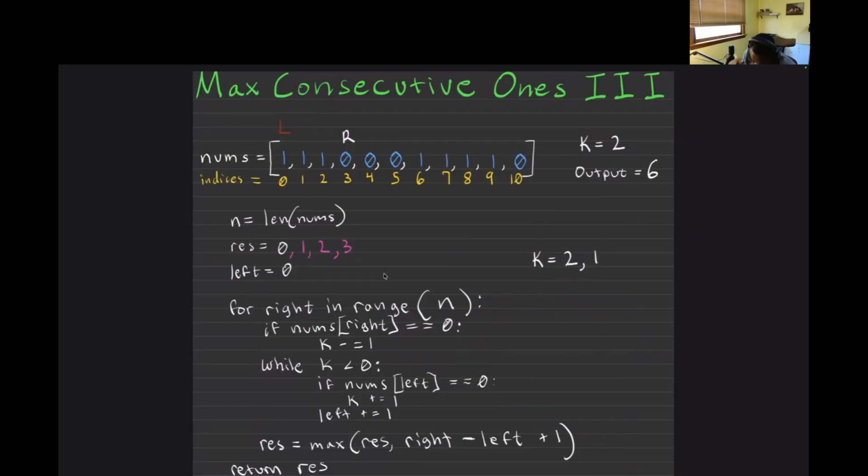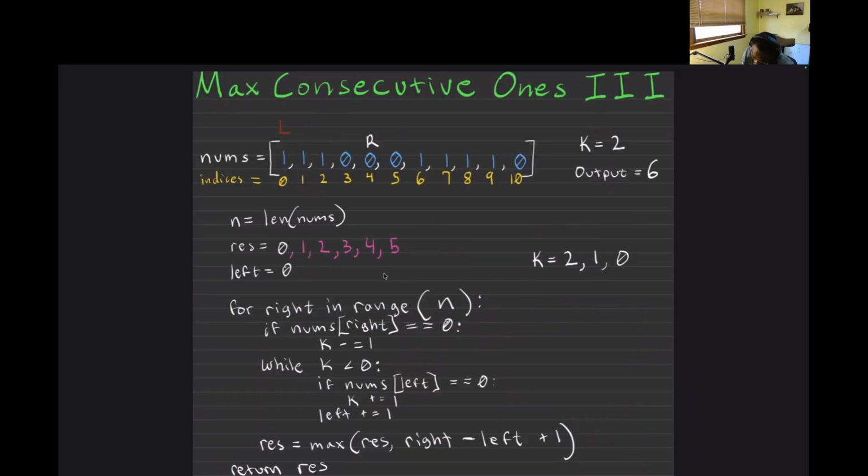K becomes 1. Okay, does this case hold? No, it doesn't, right? Because k is not less than 0. So res gets updated again. So 3 minus 0 plus 1 gives us 4. Then we get here. This case gets hit, okay? So then k now becomes 0. And that's still not less than 0, right? So we don't hit this case. Res gets updated now to be equal to 5, right? 4 minus 0 plus 1 is 5.